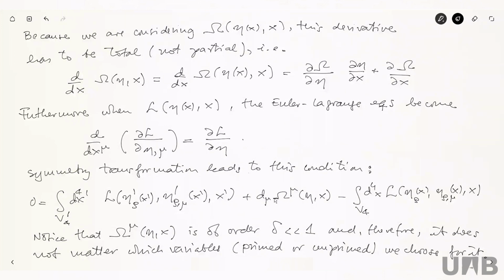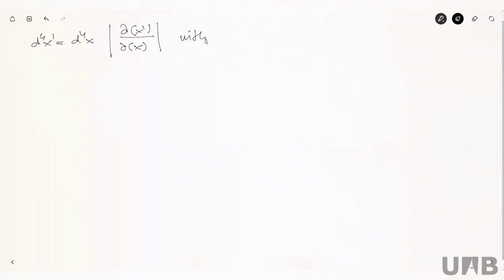Now we're going to transform the Jacobian. That's the first thing we're going to transform, because we are changing lots of things, so we have to go step by step. Now, d4x prime is, as with any Jacobian, d4x times the Jacobian determinant of the prime variables with respect to the unprimed variables, with, remember, the prime variable equals the unprimed variable plus a little bit. So that's the transformation that we made. And remember that delta x mu is much smaller than 1.